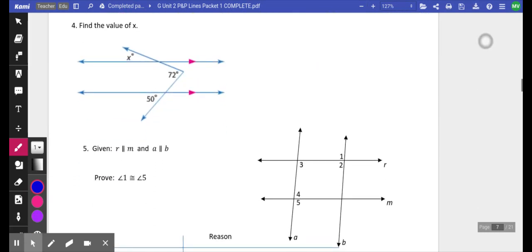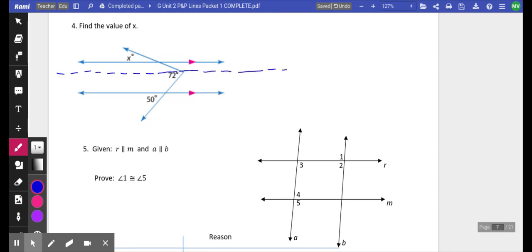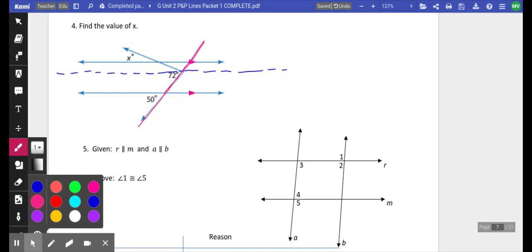So now number 4. This is kind of tricky because notice I have 2 parallel lines, but I don't really have a transversal. So what I want to do to solve this problem is I want to add a third parallel line. And my third parallel line is going to go right through the point where those 2 transversals kind of intersect. And then what I'm going to do is extend those transversals that intersected to make 2 different transversals.